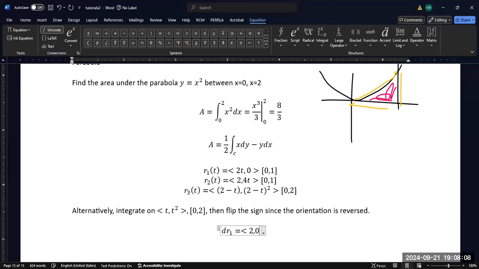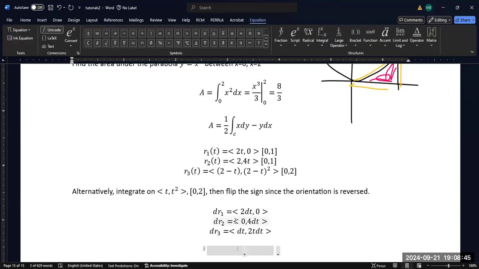So this will be 2, 0 for the first one, 2t and 0, and then dr2, that's going to be 0 and 4 dt, and then dr3. Again, I'm going to use the simpler version, but I need to keep track of that sign: dt and 2t dt.